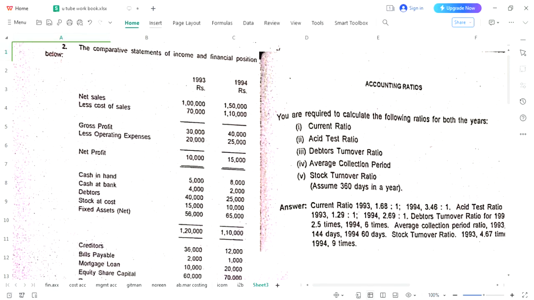Hey guys, hopefully everyone is doing well. Today's target is to solve question number 2. The chapter which we are related with is accounting ratios.